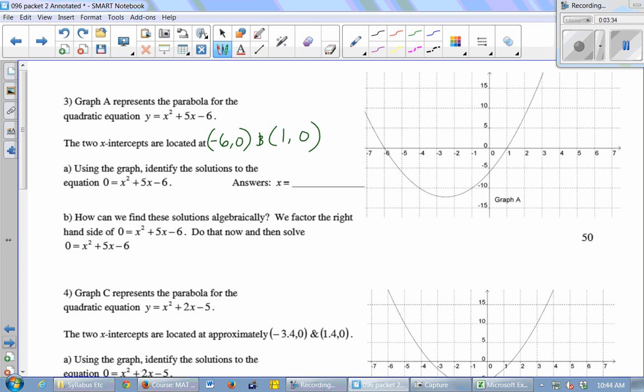Using the graph, what would the solutions be if I wanted to solve x squared plus 5x minus 6 equals 0? What would my answers be? -6 and 1. Yeah, -6 and 1. Because what I did is in my equation, y equals x squared plus 5x minus 6, I replaced the y with a 0. So I'm looking for points on that graph that have a y coordinate of 0. These 2 points are on the graph, and they have y coordinates of 0. So my x values are -6 and 1.